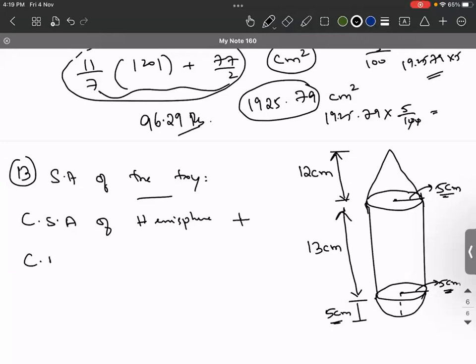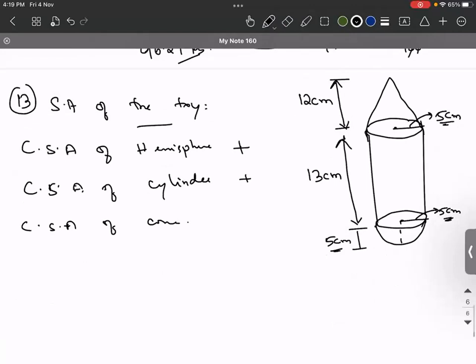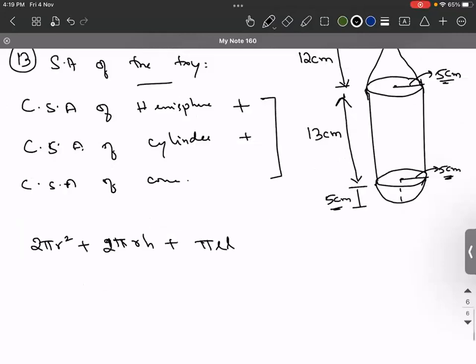plus the curved surface area of the cylinder, plus the curved surface area of the cone. Lateral is generally used for rectangles, cuboids and cubes. Anyways, what is going to be the surface area of the hemisphere? 2 pi r square, plus the curved surface area of the cylinder is going to be 2 pi RH, plus the curved surface area of the cone is pi RL.